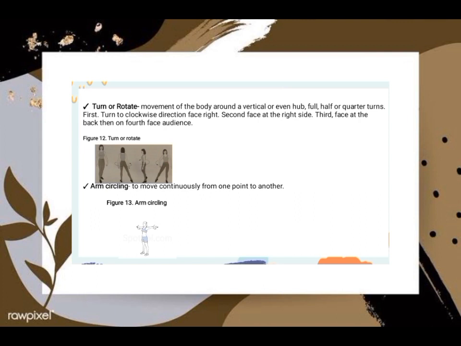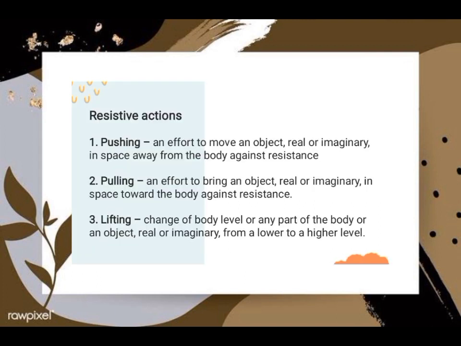And the next is arm circling. Arm circling is to move continuously from one point to another. And the next is the resistive actions.